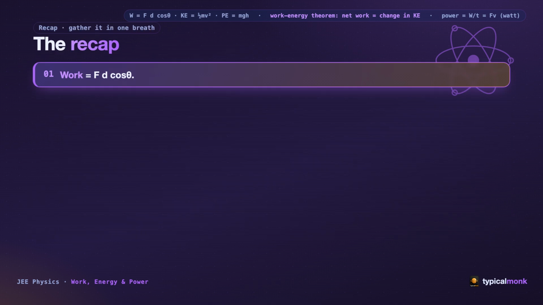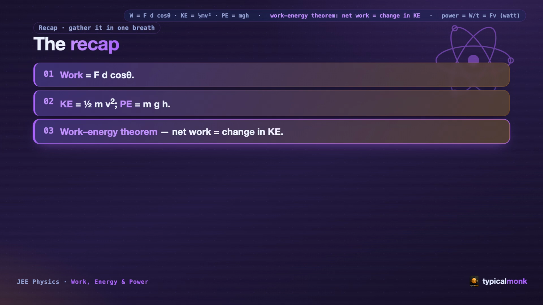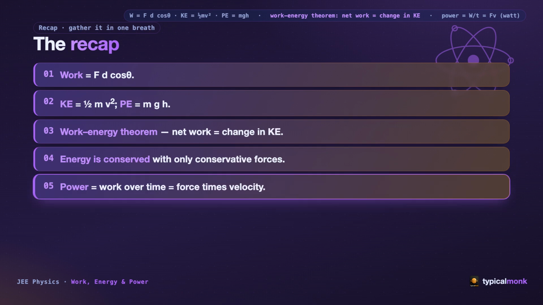Let us gather it all in one breath. Work equals Fd cosine theta. Kinetic energy is 1/2 mv squared. Potential energy is mgh. The work energy theorem, net work equals the change in kinetic energy. Energy is conserved with only conservative forces. Power equals work over time, and also force times velocity.